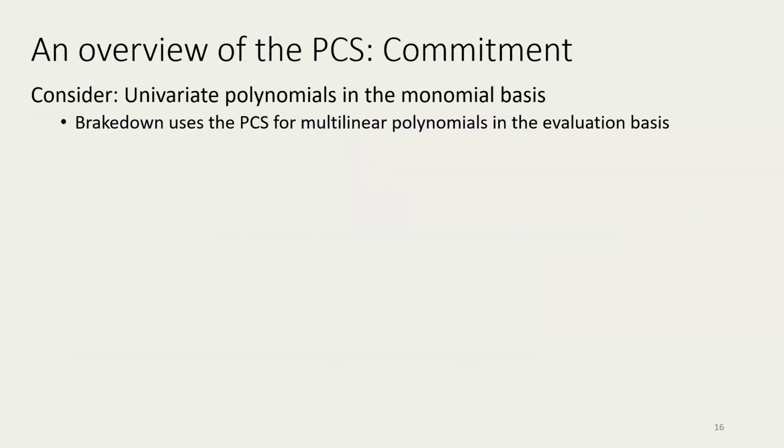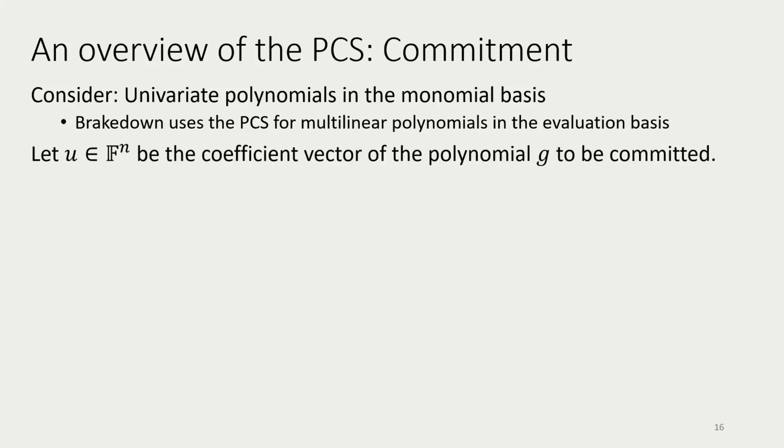I'm going to focus on univariate polynomials for simplicity. Brakedown actually uses this polynomial commitment scheme to commit to multilinear polynomials in the evaluation basis. Suppose we have a degree n polynomial. It can be represented uniquely with a vector of size n.